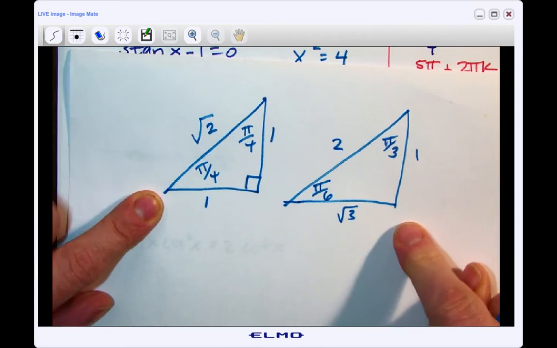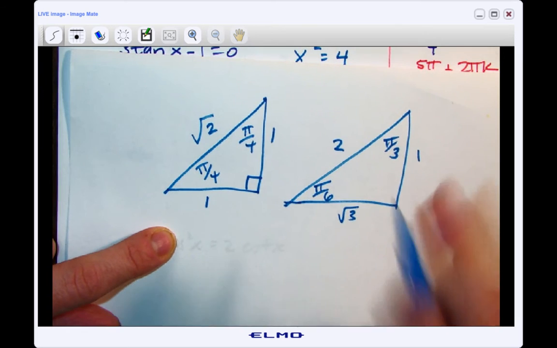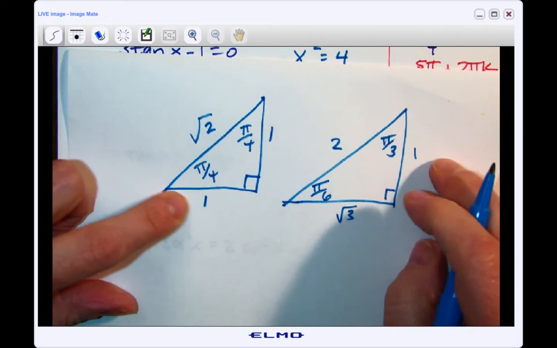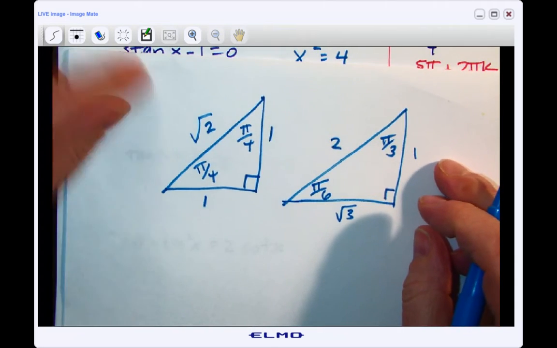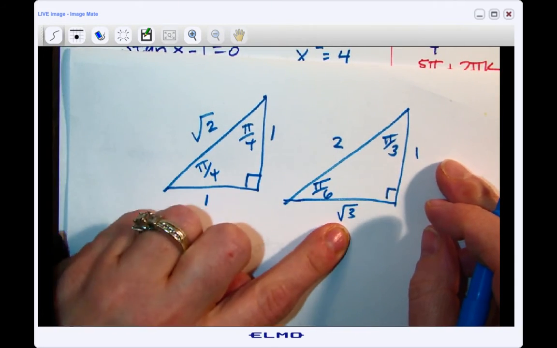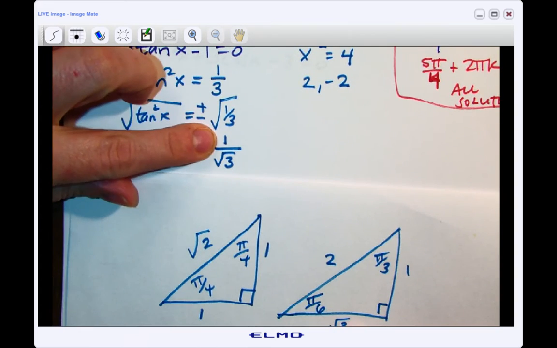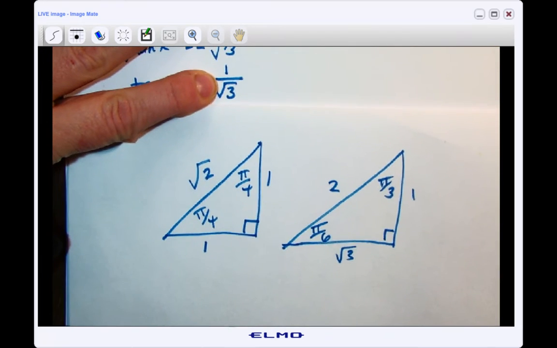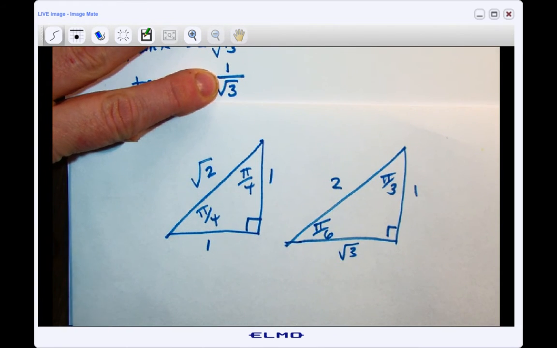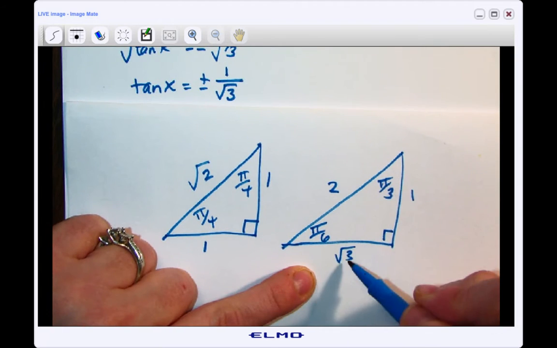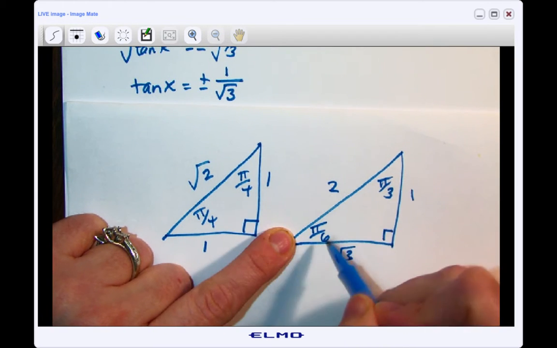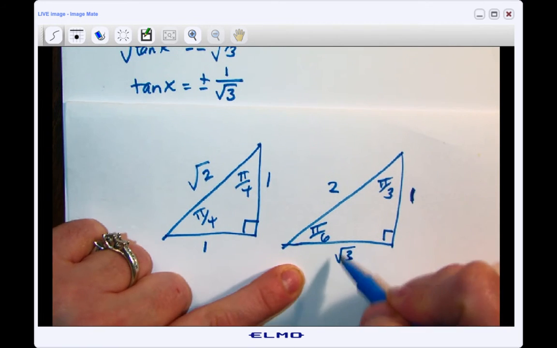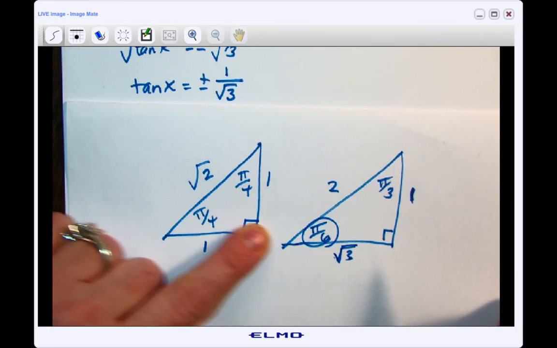So here's our two triangles that we need to have in front of our face. Even though I know them well, oftentimes I just draw them out because it's so much easier to use my eyes than my imagination. So instead of thinking real hard, I know this is the triangle I want. I want the one whose opposite side is 1 and adjacent side is root 3. Is that what I want? Yes, the opposite side is 1 and the adjacent side is root 3, and that is pi over 6, okay?